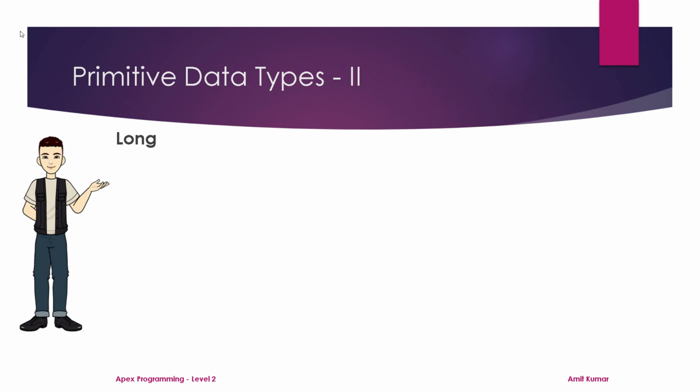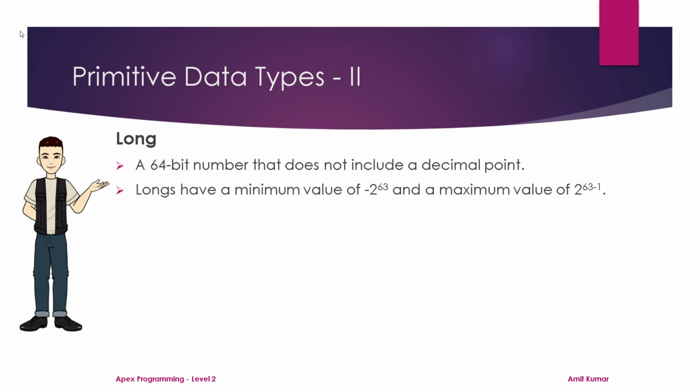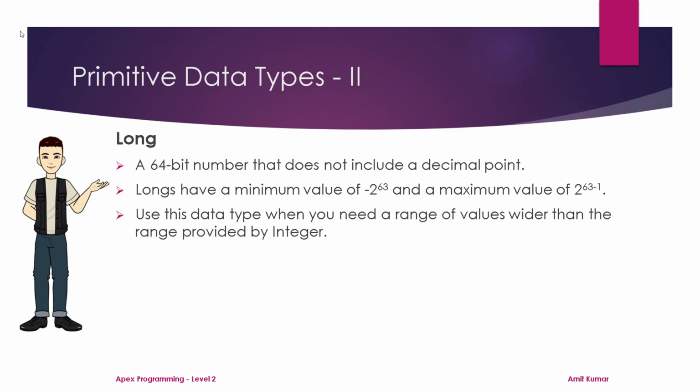The next data type is long. Long is a 64-bit integer. It also does not include any decimal point. So you can say the range of long is double the range of an integer. Long has a minimum value of -2 to the power of 63 and a maximum value of 2 to the power of 63 minus 1. You should use this data type when you need a range of values wider than the range provided by the integer data type.